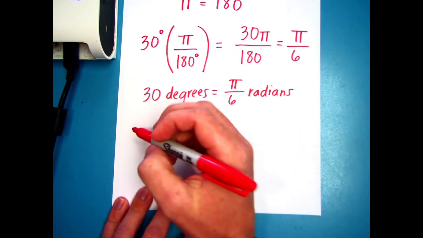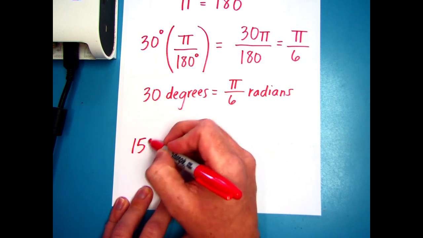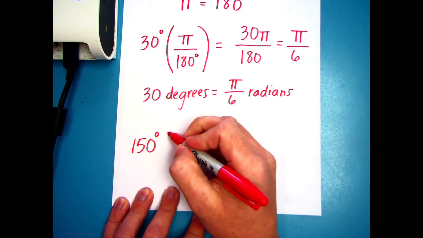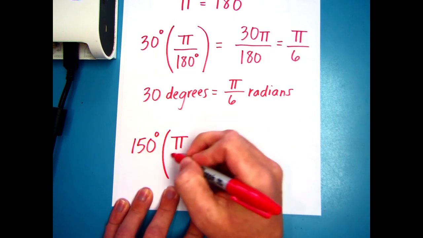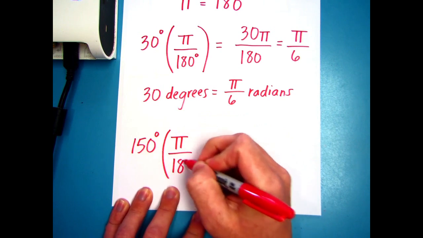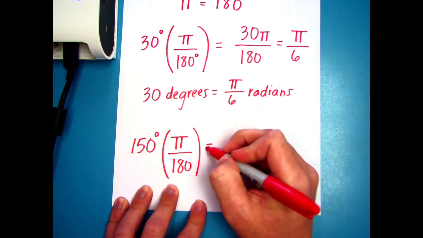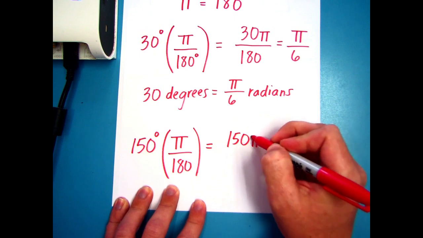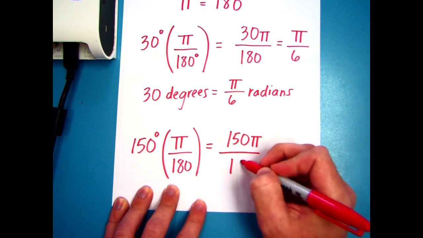Let's try one more. 150 degrees. I want to convert to radians. Again, I'm going to multiply by pi over 180. Since pi is equal to 180 degrees, the fraction pi over 180 equals 180 over 180, so that equals 1. By multiplying by 1, I'm not changing the value of 150.